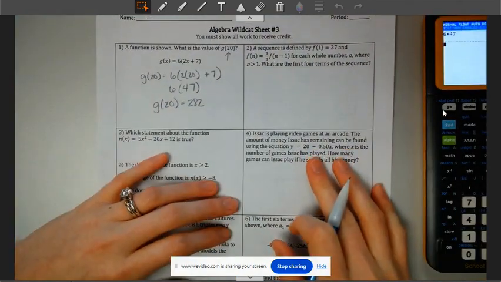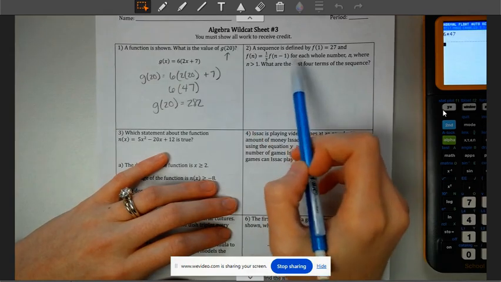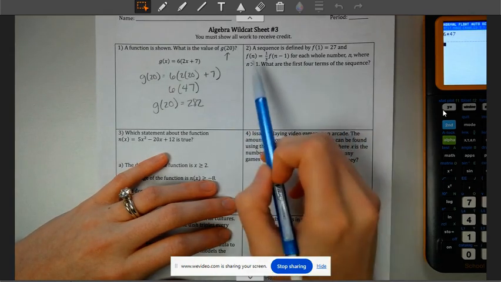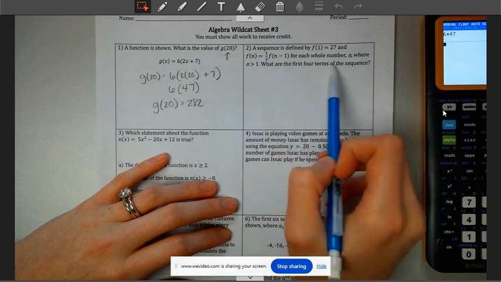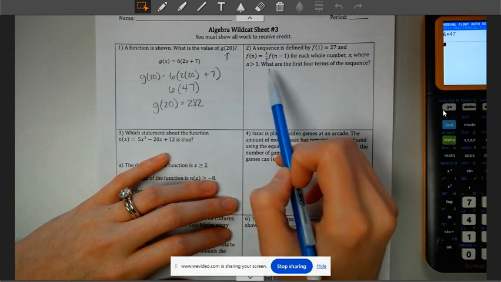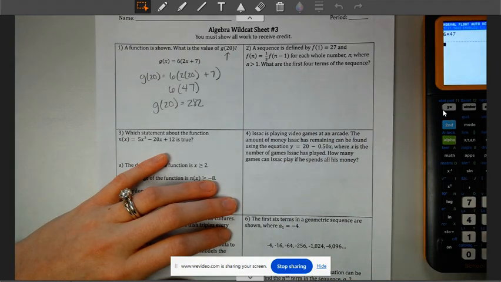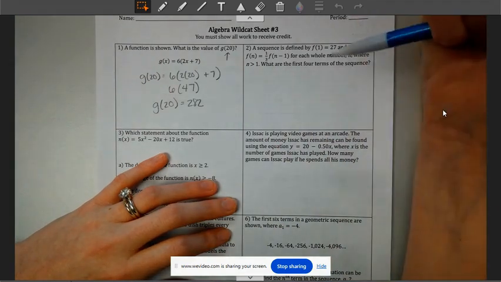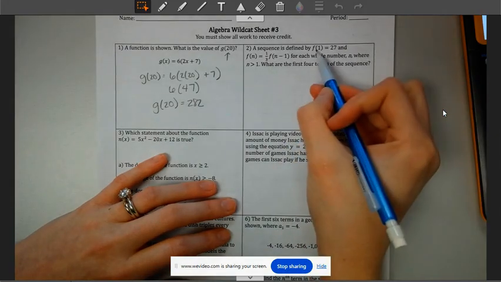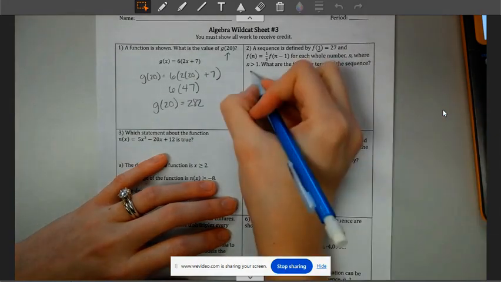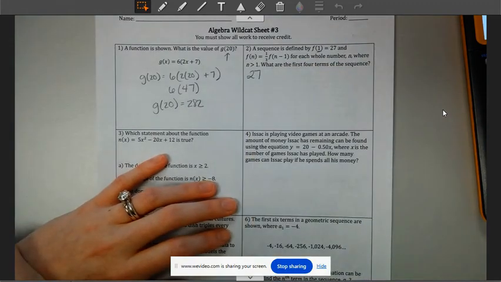Number 2, this was a star question. It says a sequence is defined by f of 1 is equal to 27 and f of n is equal to 1/3 times f of n minus 1 for each whole number where n is greater than 1. List the first 4 terms of the sequence. Okay, n is your term number. Well, in fact, I could plug in my next term. Well, I know the first term. I told you f of 1, so the first term is 27.